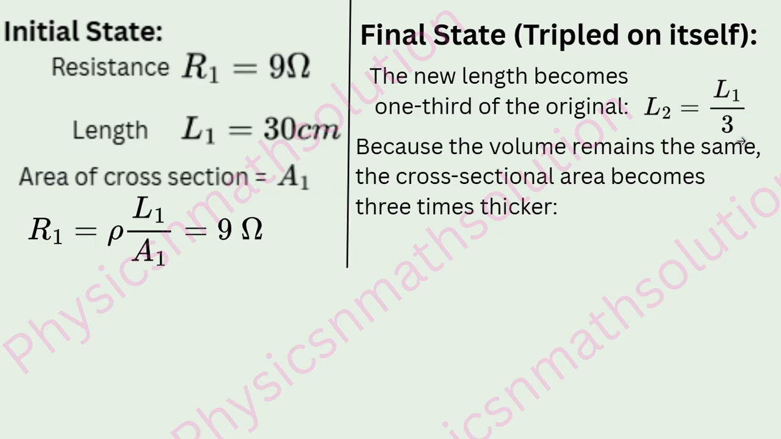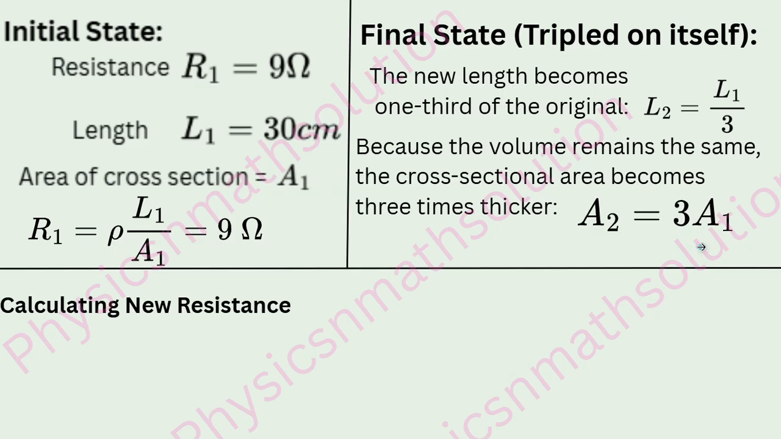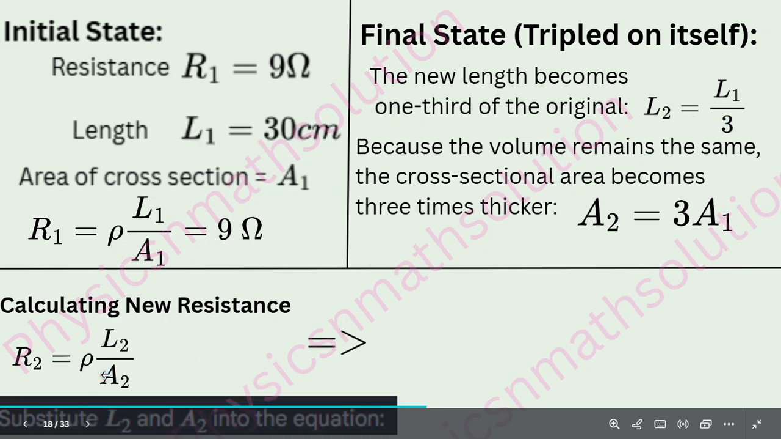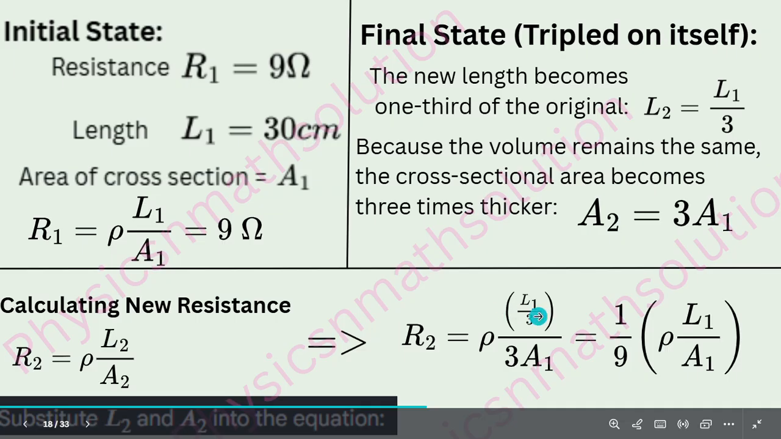Okay. Now, the volume remains the same, no change in volume, but the physical dimensions change. It means the cross-sectional area becomes 3 times thicker. Okay. So, the area of cross-section A2 equals 3A1. Now, put these values in to find the new resistance. R2 equals rho L2 upon A2. L2 is L1 upon 3. Put L1 upon 3 in place of L2, and 3A1 in place of A2.